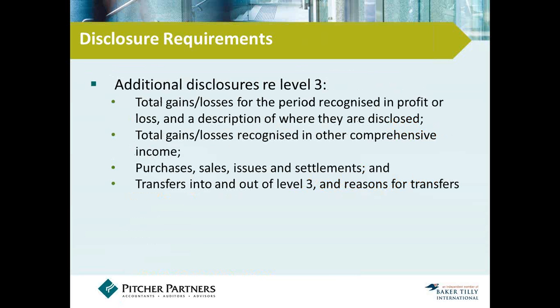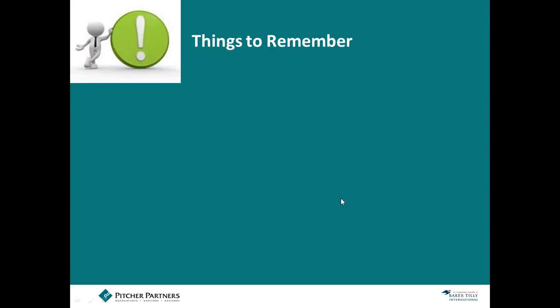So you have to disclose your total gains and losses for the period, recognized in profit and loss, and a description of where they are disclosed, total gains and losses recognized in other comprehensive income. You have to look at purchases, sales, issues and settlements during the year. You have to look at transfers in and out of level 3 and why you are transferring in and out of level 3. So it's a real reconciliation of opening fair value to closing fair value.